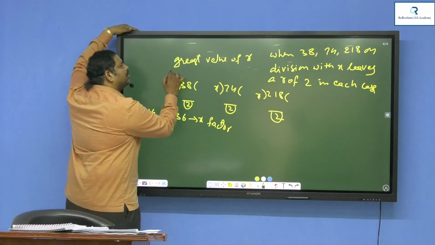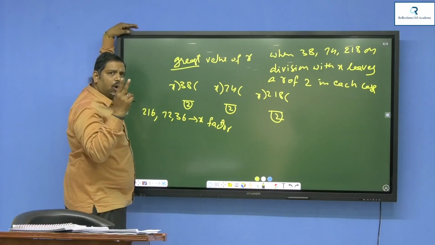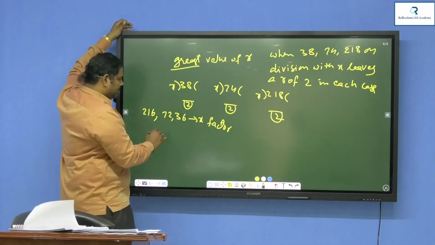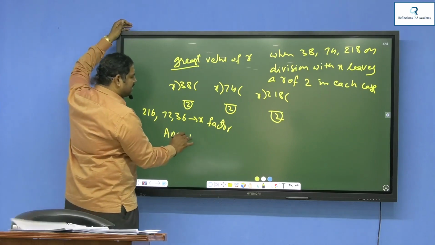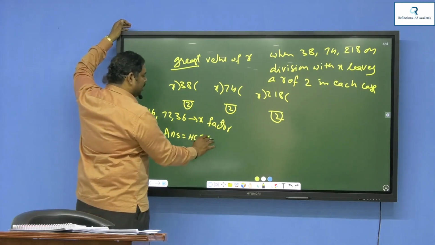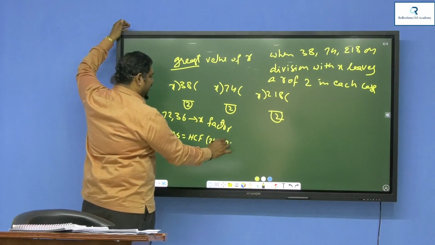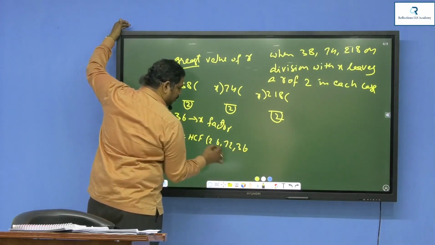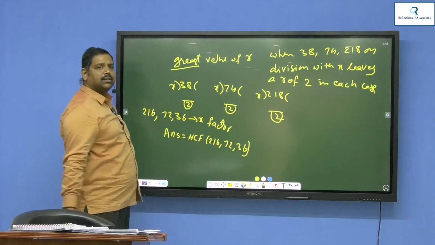He is asking about the greatest value, which means among the common factors he is asking about the greatest one. Can I say the answer is the HCF? Simply, the answer is the HCF of 216, 72 and 36. Am I clear? Like this he can ask.